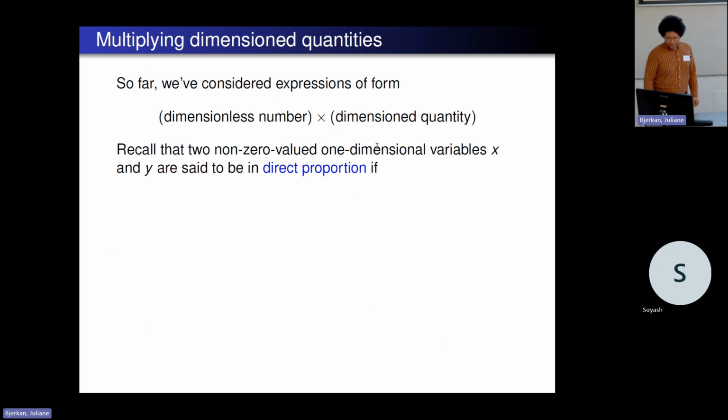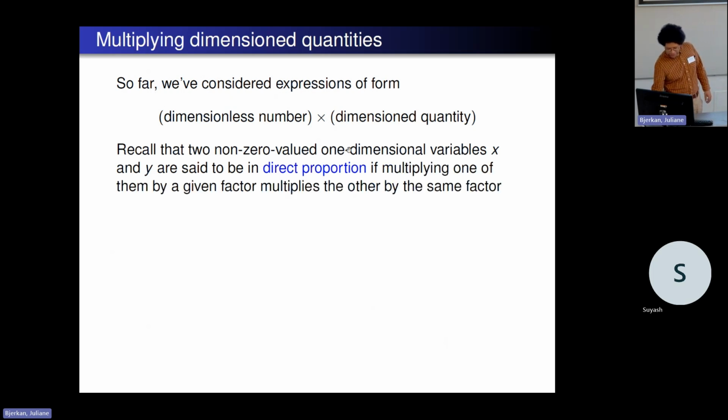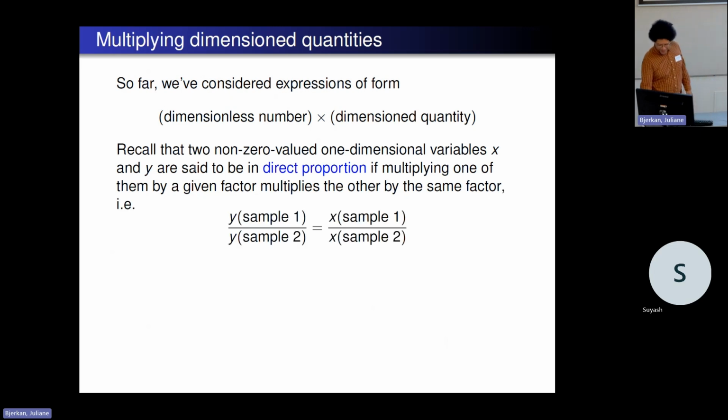So recall that 2 non-zero valued variables, x and y, are said to be in direct proportion with each other if multiplying one of the variables by a given factor multiplies the other variable by exactly the same factor. Okay? So a way we can represent this is by this equation. The ratio of y values matches the ratio of x values. And the common notation for this is just y is proportional to x.